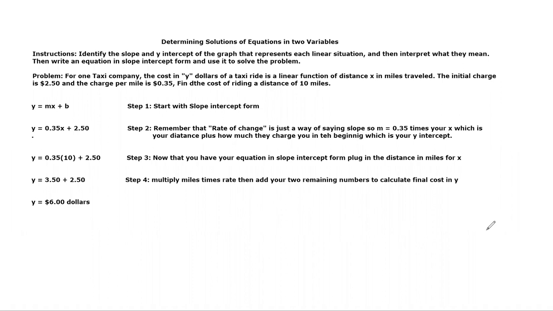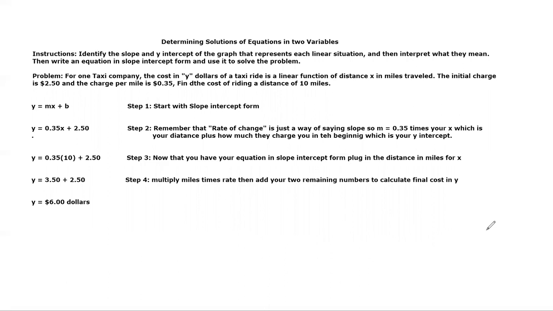This is a word problem, and I'm just going to show you that for word problems, it's all about your interpretation of the information, because you're just going to do the same steps. Once you figure out what everything is, you do the same steps you've been doing, but the hard part is just interpreting. So the instructions: identify the slope and the y-intercept of the graph that represents each linear situation. Then interpret what they mean. Then write down the equation in slope-intercept form and use it to solve the problem. That's pretty much what I just said to do, just in more complicated words.